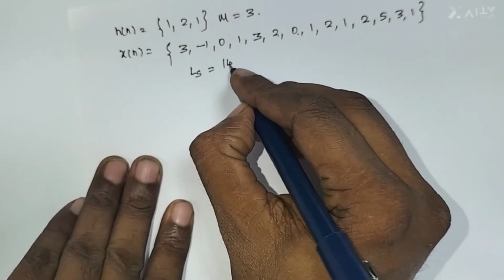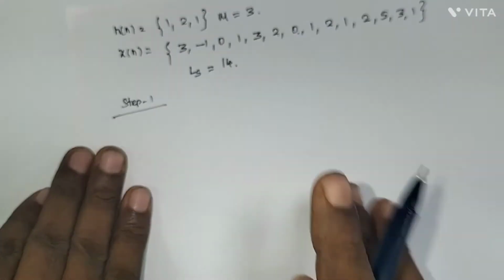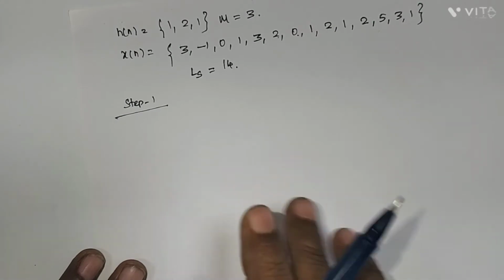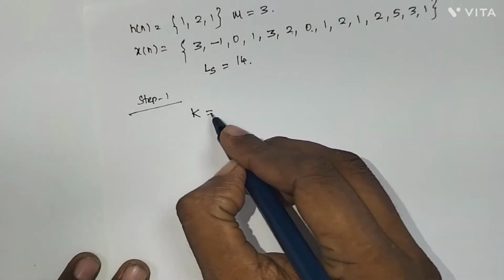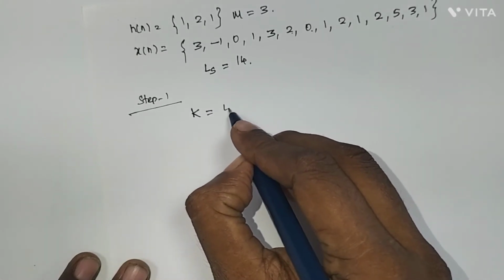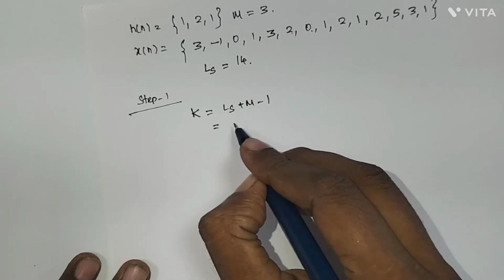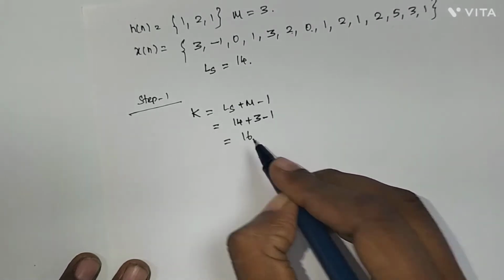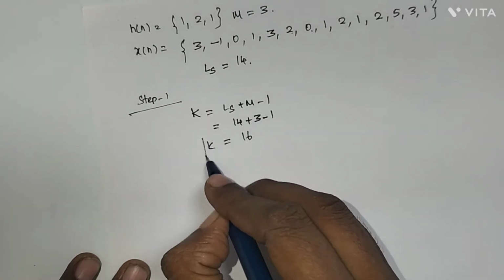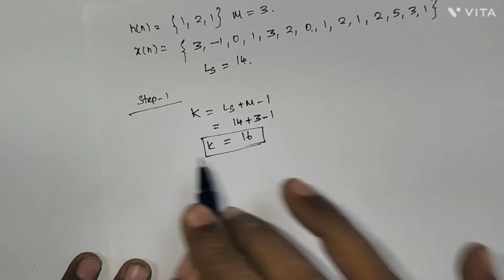In step 1, we have to find the length of the output sequence after linear convolution. So L s plus m minus 1, which is equal to 14 plus 3 minus 1, is equal to 16. So k is equal to 16. It is the length of the output sequence after linear convolution. This is step 1 over.